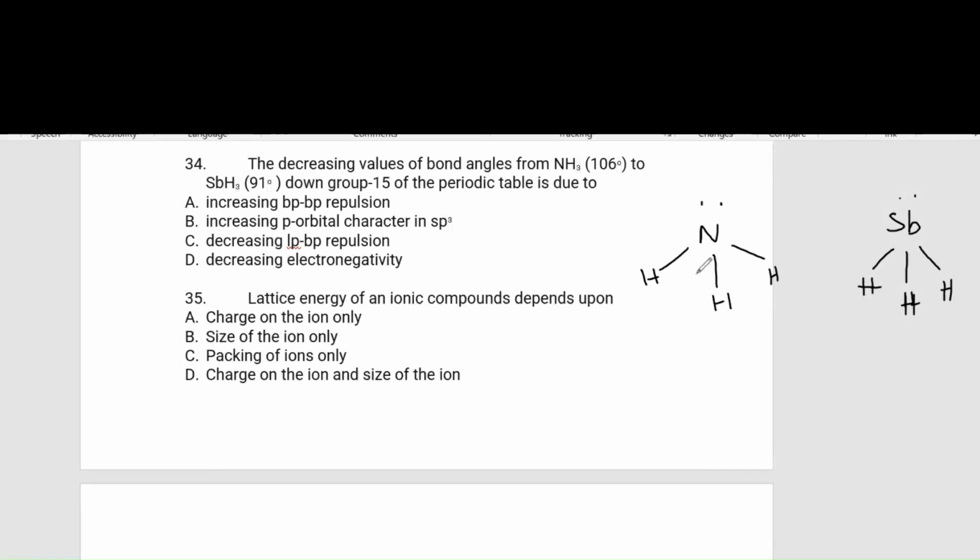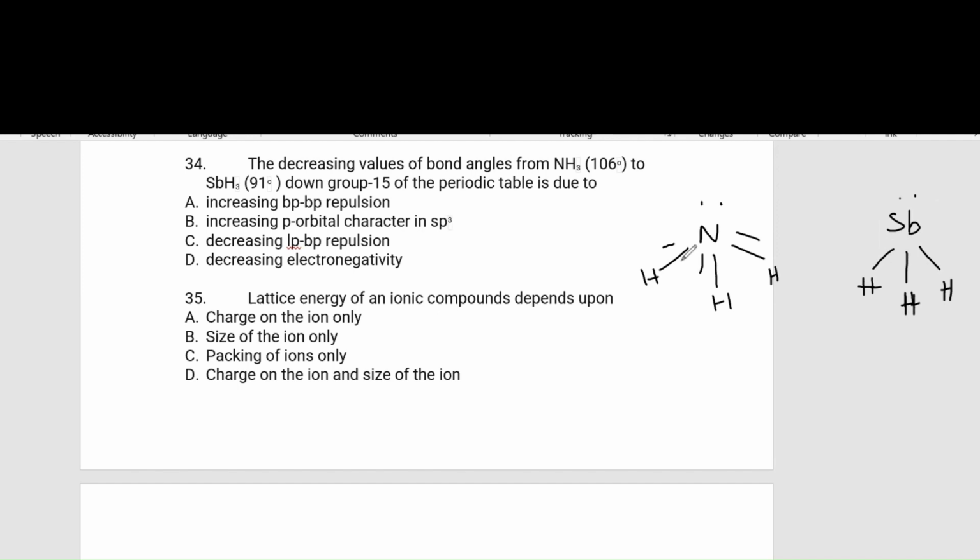The decreasing values of bond angles from ammonia to antimony trihydride down group 15 of the periodic table is due to. What happens to electronegativity down the group? Down the group, the electronegativity decreases. So in ammonia, nitrogen is having more electronegativity when compared to the other elements in those trihydrides. That means they attract the electron pair more towards itself because of their electronegativity. So here nitrogen is attracting the electron pair more towards itself, and this is not attracting that much. So what happens, the bond pairs stay close to nitrogen when compared to the other molecules.